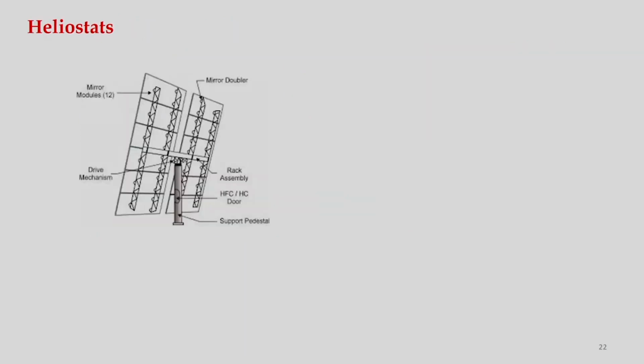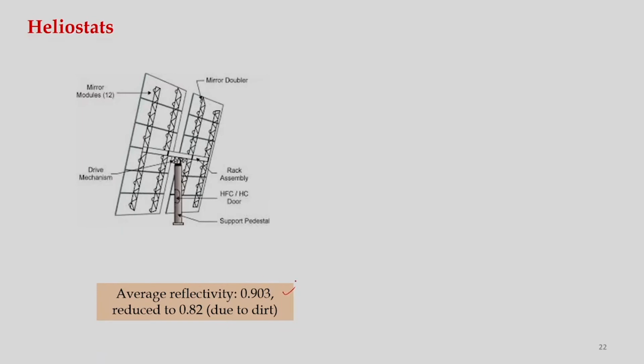And if we talk about the particular heliostat, it carries a lot of mirrors. Okay. As you can see, there are many mirrors. So, about 12 modules of a particular size of mirrors are held by this structure, and this structure is known as a heliostat. Okay. So, normally the reflectivity of this kind of heliostat is about 0.903, but due to the accumulation of dirt, this reflectivity reduces to 0.82. Okay. So, it is a concern.